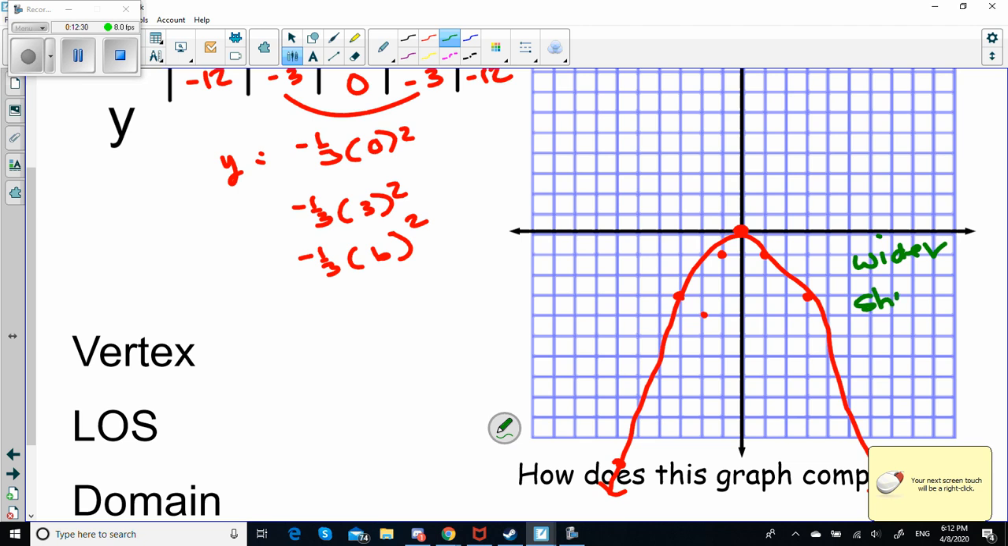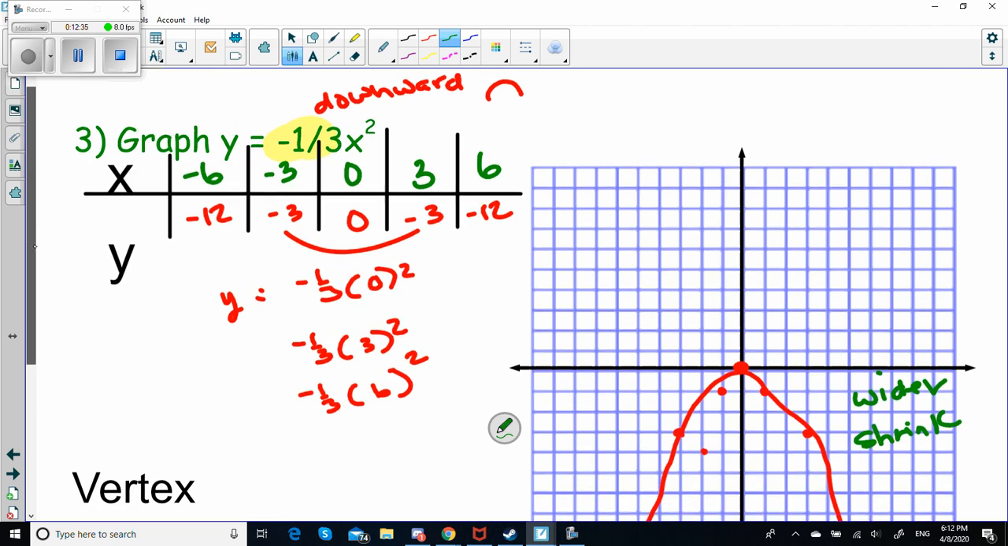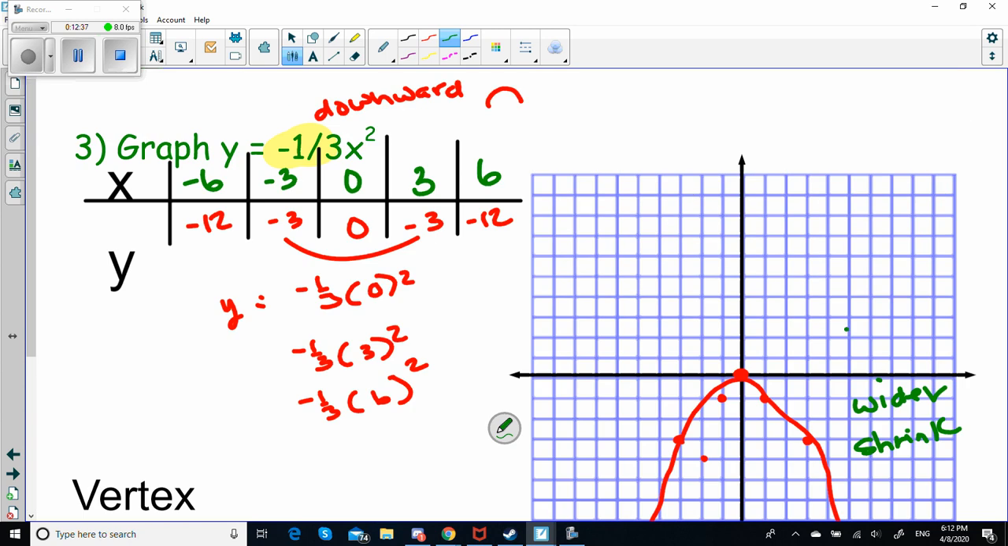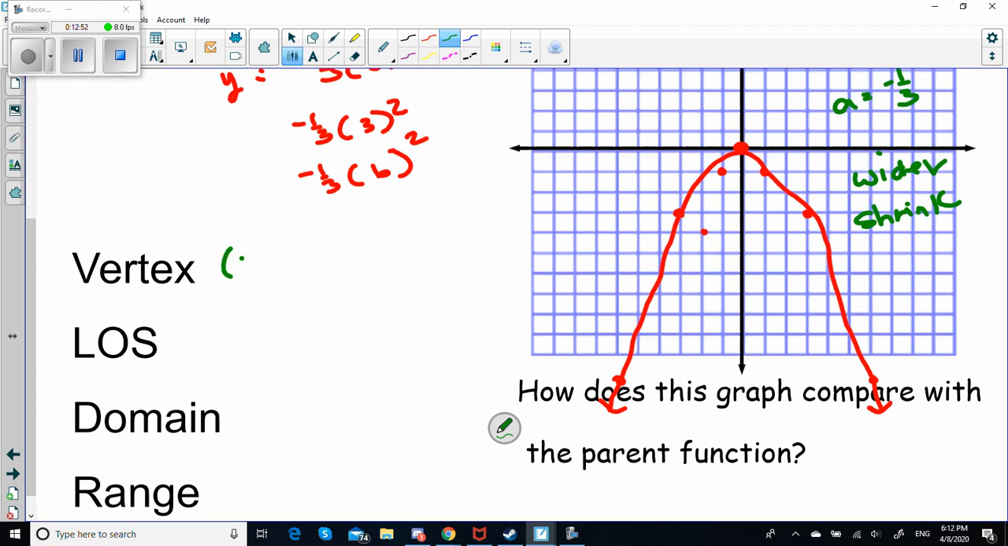wider is a shrink. I can also tell that it's a shrink because of the A. The A is -1/3. And that makes it a shrink because it's between -1 and 1. If it falls in between there, it's a shrink. Okay, it's a shrink. My vertex is 0, 0. My line of symmetry is x equals 0. My domain is all real numbers. And my range this time, because it's opening downward at 0, is y is less than or equal to 0.